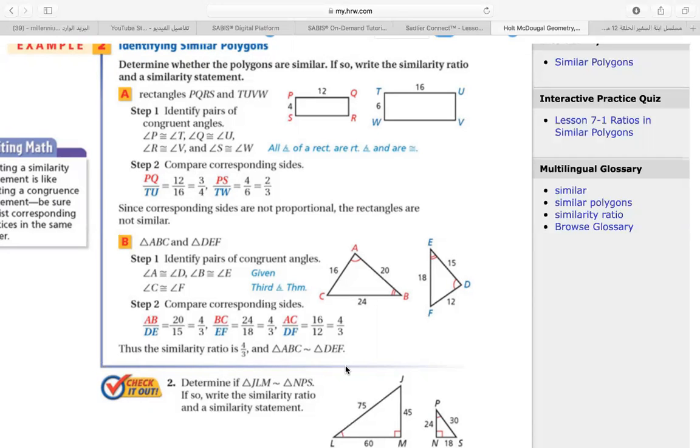L and P. Excellent. L and P, because I have 1 dash in L and 1 dash in P. And M and N, they are right angles. So J and S, because of the third angle theorem: when I have 2 angles in 2 triangles that are congruent, the third angles in the 2 triangles are also congruent.